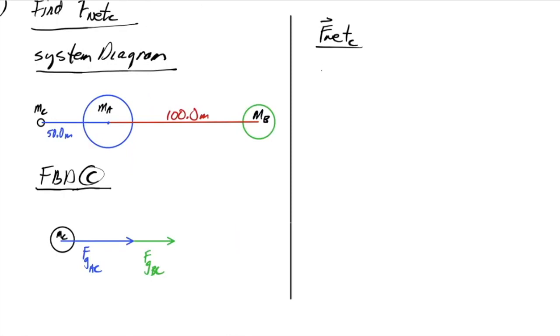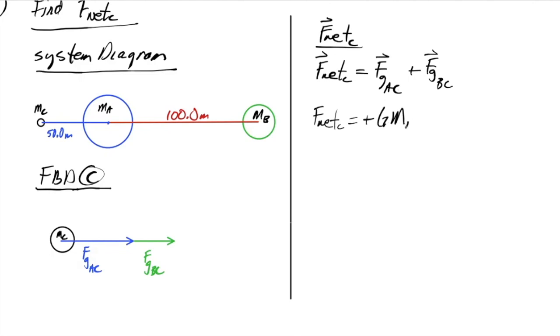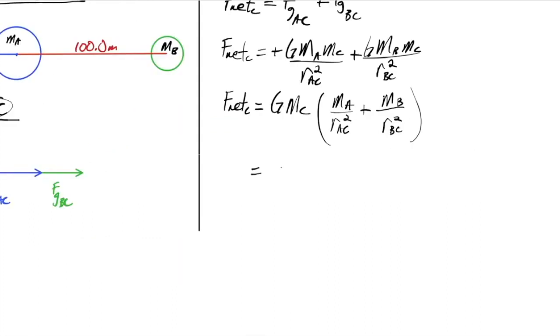So let's find F net acting on C. Well, F net acting on C is equal to FGAC plus FGBC. Dropping the vector notation, FGAC is pulling to the right, and the formula is G MA MC over RAC all squared. And for BC, also pointing to the right, making it positive. So that's G MB MC over RBC all squared. To clean up the algebra a bit, I'm going to take a common factor of G and MC out. Now let's substitute our values in.